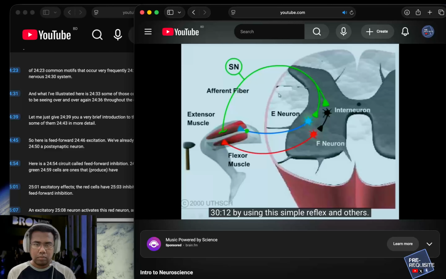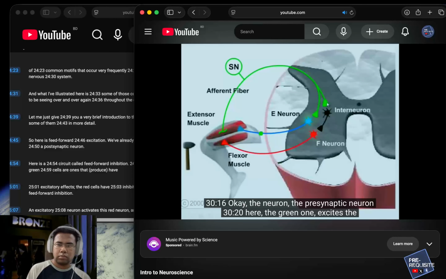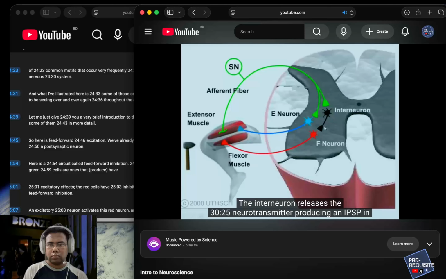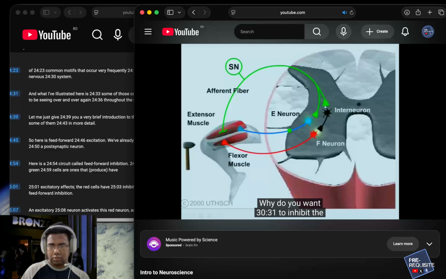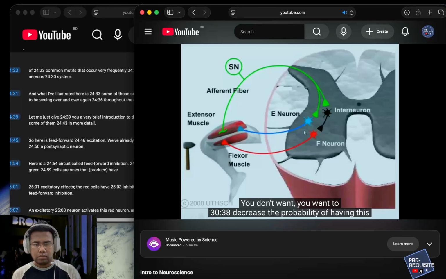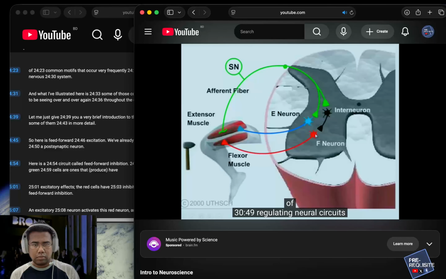Okay, the presynaptic neuron here, the green one, excites the interneuron. The interneuron releases the neurotransmitter producing an IPSP in the flexor motor neuron. Why do you want to inhibit the flexor motor neuron? Because you want to get the extension, you want to decrease the probability of having this neuron being active and producing an inappropriate contraction, right? So this feed-forward inhibition is a way of regulating neural circuits.